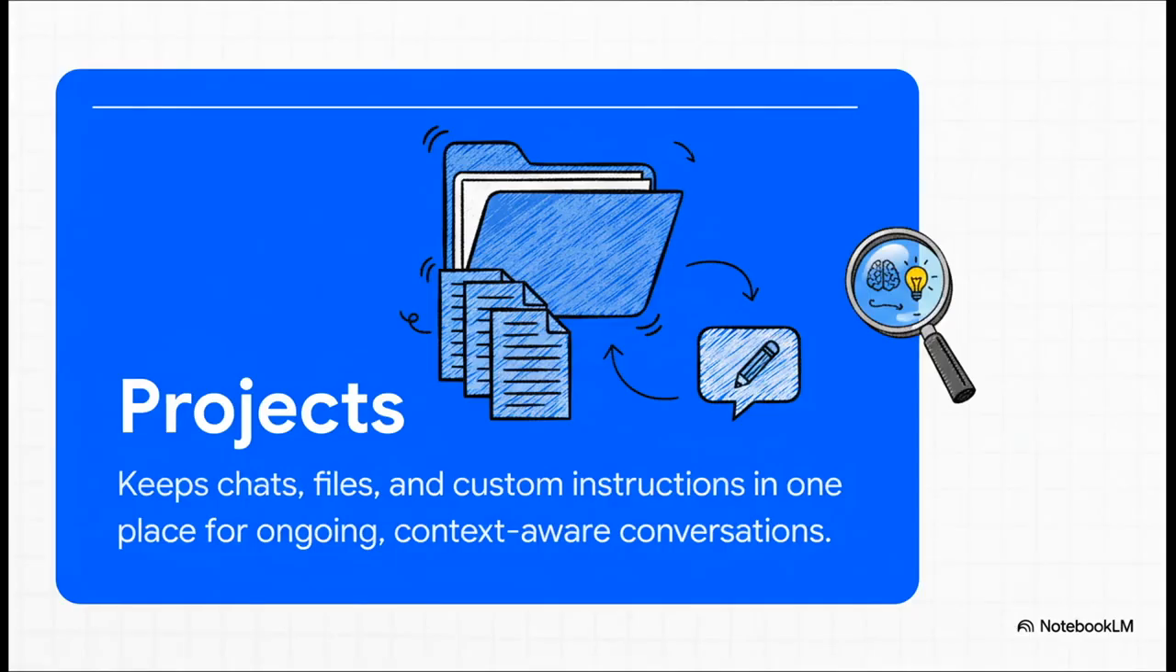Now, to keep all of this organized, you have got to start using the projects feature. Think of it like a dedicated folder for a specific goal. Say you're planning a vacation. You can create a project, upload all your flight and hotel confirmations, your list of places to see, and from then on, every conversation about the trip will have all that context, making the AI's suggestions way smarter and more relevant.